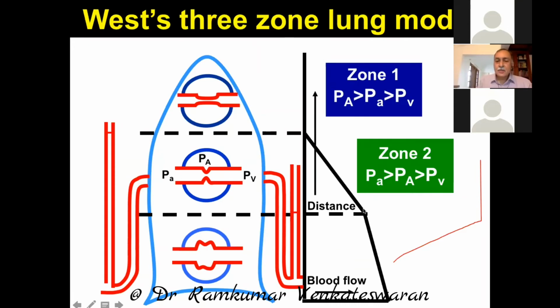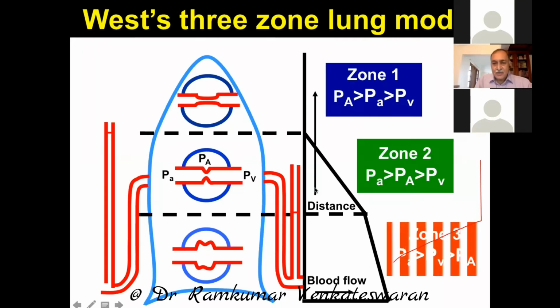Right. So in zone 2, the interplay of factors is pulmonary arterial pressure is more than alveolar pressure, which in turn is more than the pulmonary venous pressure. So alveolar pressure is now playing a less significant part. However, it is playing a part in the amount of blood flow that's occurring through zone 2. Let's look at zone 3.